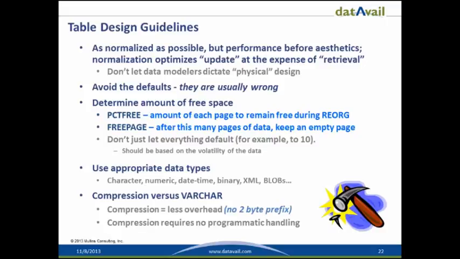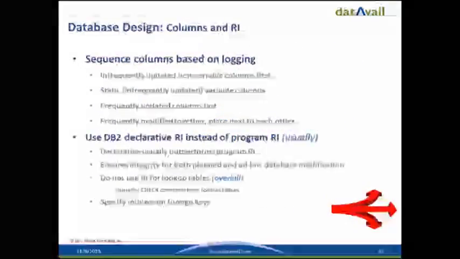And in some cases, instead of using variable character data, you might want to consider compression. With variable character, you've got that 2-byte prefix that handles the length of the column, whereas with compression, it just compresses the entire row. So instead of saying VARCHAR(50), you might say CHAR(50) and turn on compression. No programmatic handling, and compression of that character, but also compression of the entire row, so you save more space. Now, I'm not saying always, but sometimes that's something you can consider.